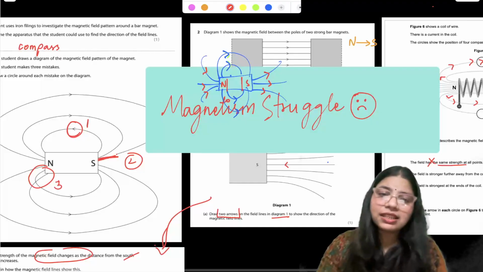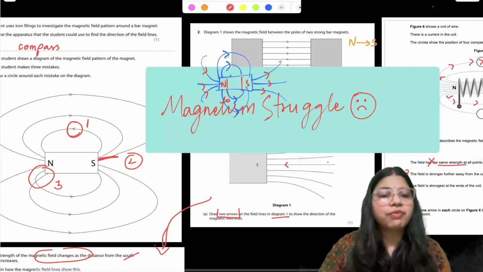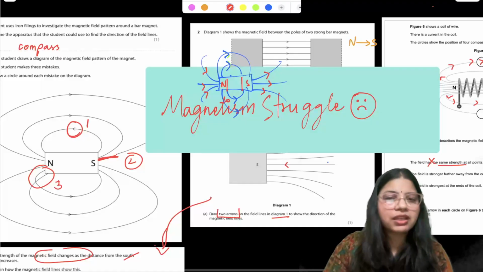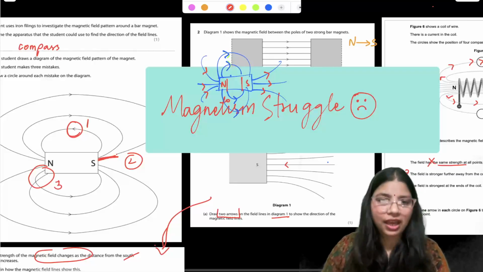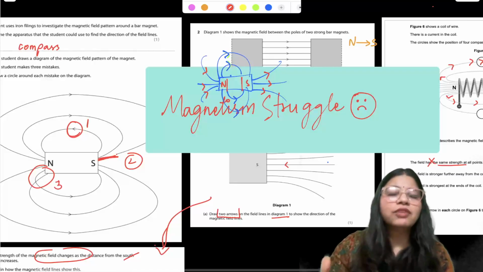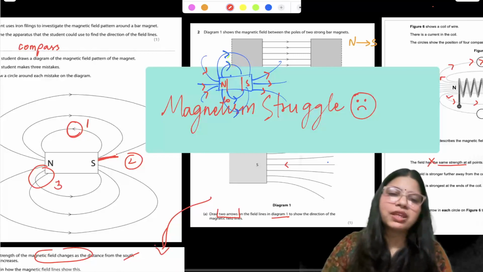Once you focus on these understandings instead of memorizing, magnetism becomes the easiest topic ever. Trust me. And you will start to recognize the pattern in every question.